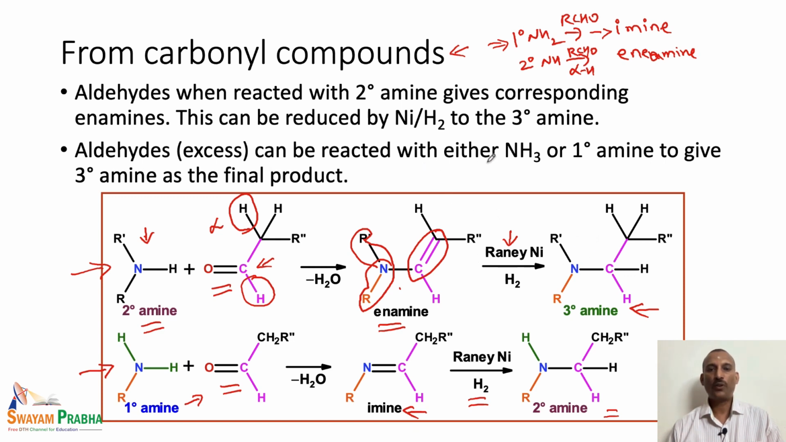And of course, we can also use ammonia in large excess. In that case also we will end up with the tertiary amine. So, these are all the various ways by which we can prepare tertiary amine from the carbonyl compound and either primary amine, secondary amine or ammonia.